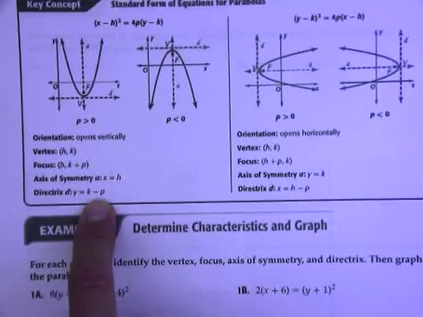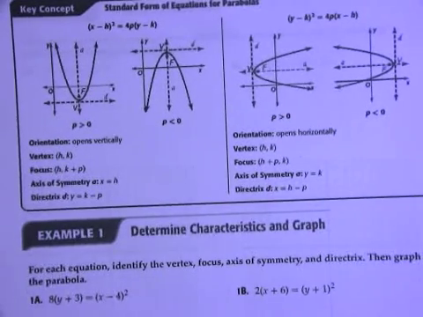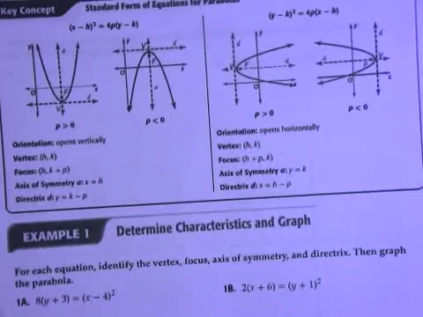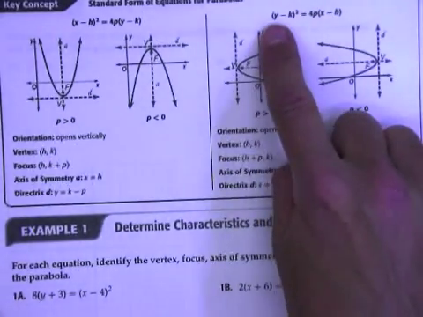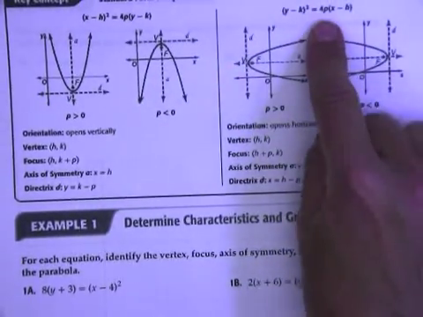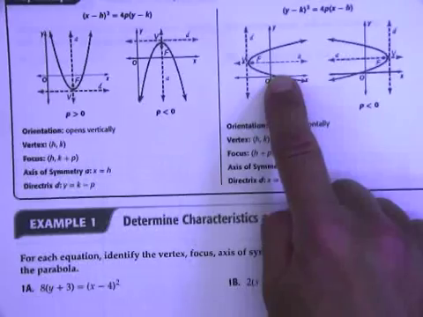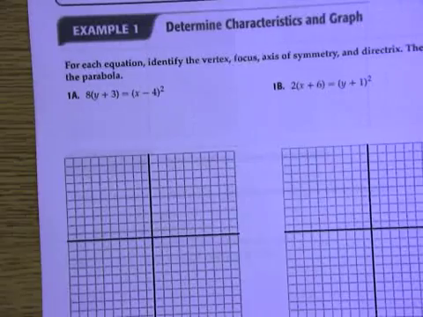The book treats the focus and the directrix in a very formulaic manner. I don't like formulas. Maybe you've noticed by now. And so I'd rather you think of them conceptually, and that's how I'm going to show you how to find the focus and directrix in example 1. Over here, notice if the y is being squared, that means it's opening horizontally. Kind of the same idea. If p is positive, it's opening in a positive direction. If it's negative, then it's opening in a negative direction.